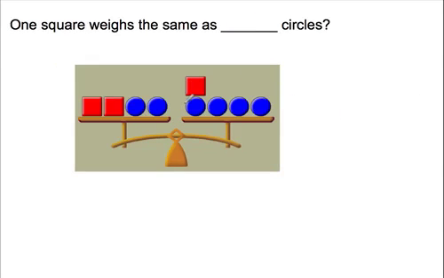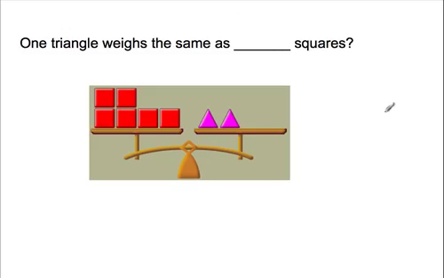Okay, in the next example, we want to find out what one square weighs. So what we can do is we can take away one square from each side, and it's still balanced. And we need to get rid of these circles now, so we can get rid of two circles on each side. And we have one square equals two circles.